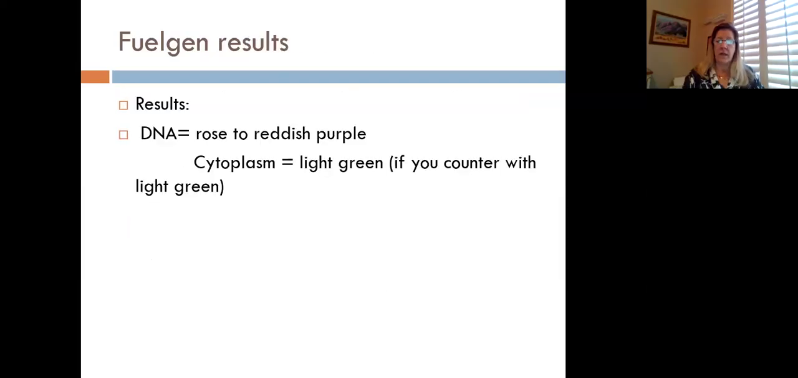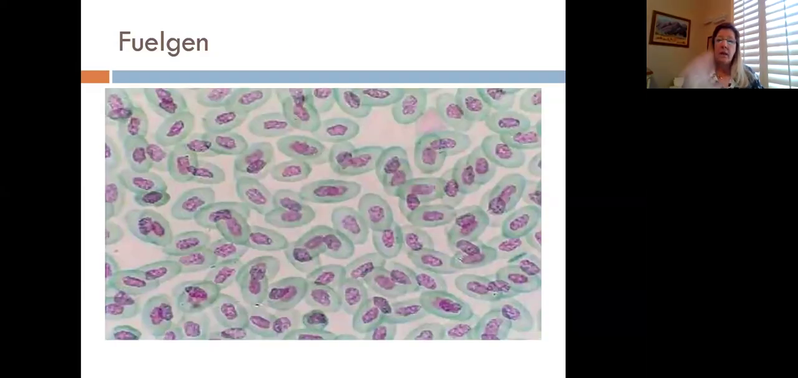Then you're going to dehydrate, clear, and mount. So your results: your DNA is going to be rose to a reddish purple. And I say reddish purple because that's that overlay color that can exist. And then everything else you counterstained is going to be light green. This is what it looks like. You have your DNA inside that's stained pink, and if you have counterstained, you have your light green staining everything else.